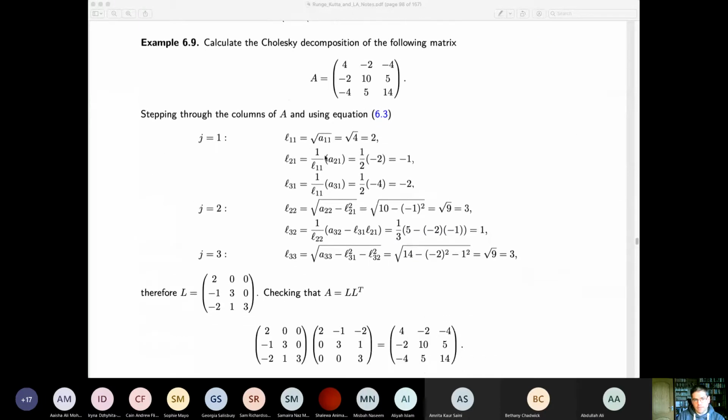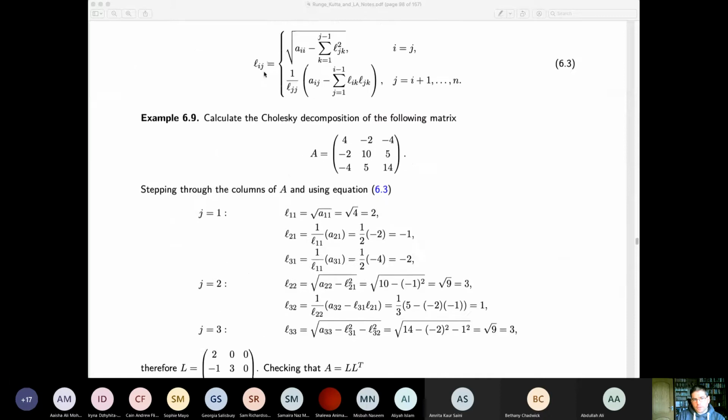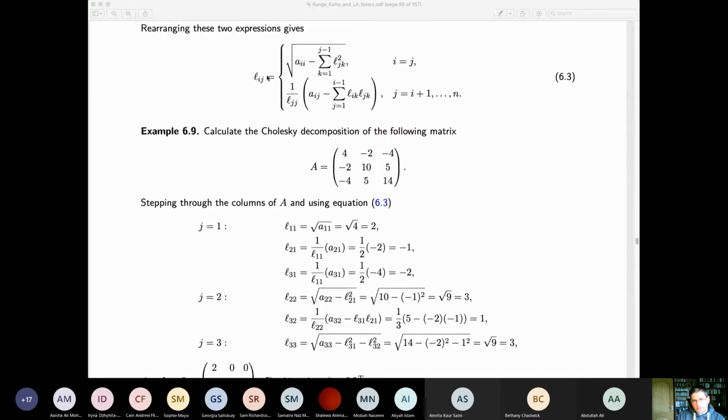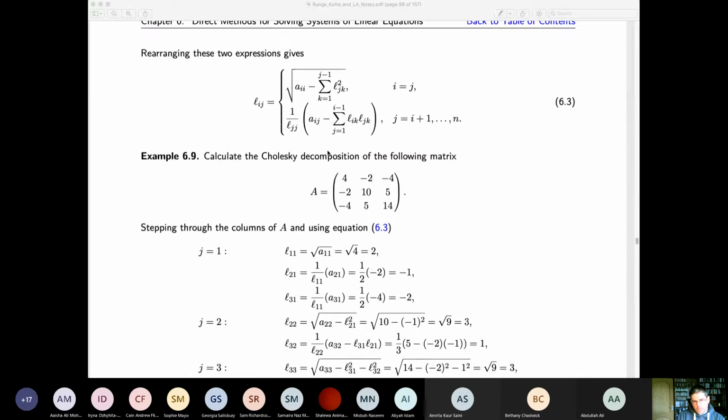Okay, I just noticed something here. I don't know whether that's the same in yours, but that should be a K. In the summation there, where it says j equals 1 to i minus 1, that should be a K. I'll correct that for the PDF of the notes.